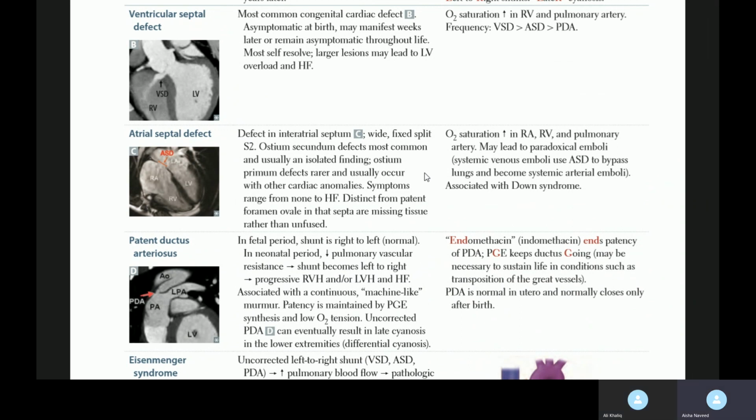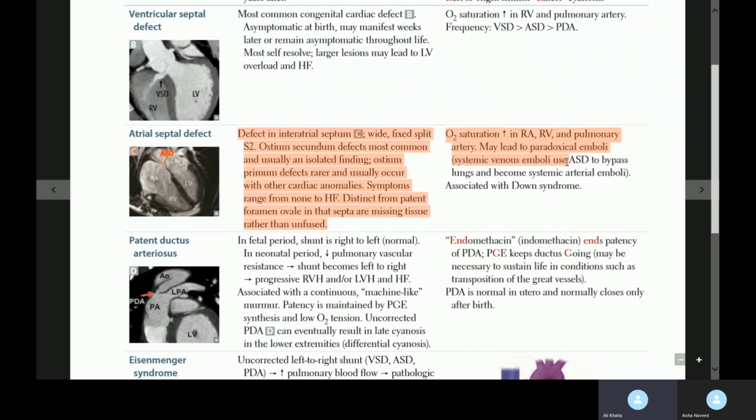Remember, the atrial septal defect is associated with the diabetic mother, as well as the alcoholic mother, as well as Down syndrome. So it's associated with all of these. It has got a problem with the neural crest actually. Now say this thing on the side: oxygen saturation increase in the right atrium, right ventricle, pulmonary artery; may lead to paradoxical emboli; associated with Down syndrome.